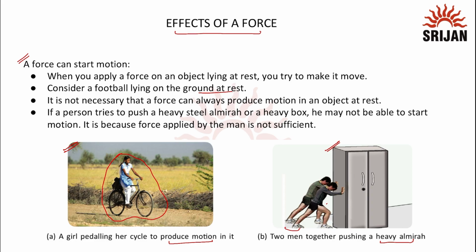It is not necessary that always you are able to produce motion. We can also take example of this image that if one individual will try to move the almirah, he or she will not be able to move it initially.